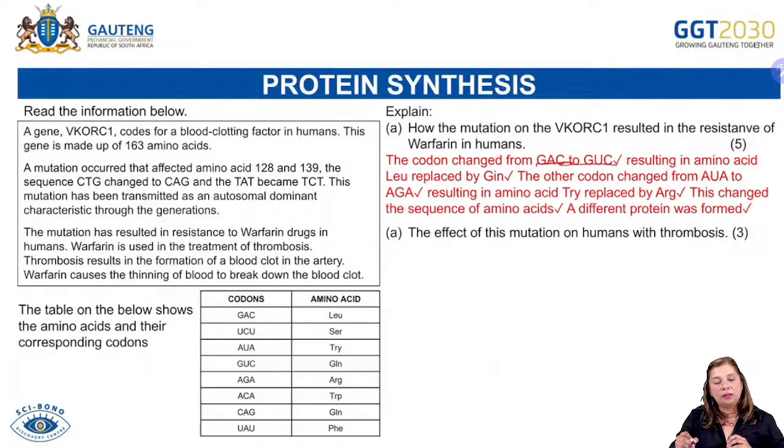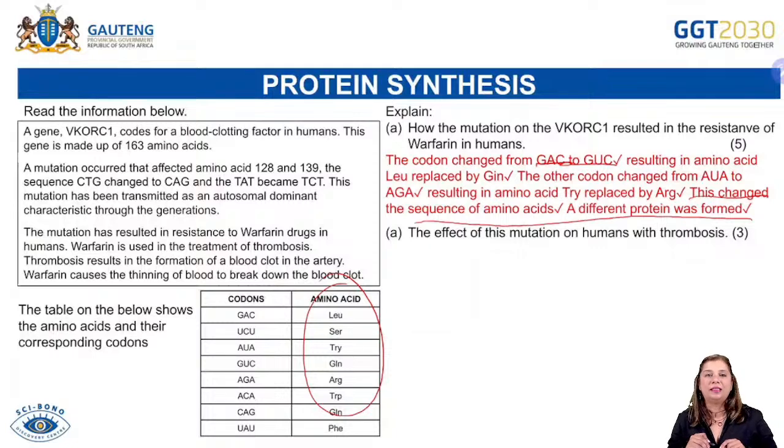Now if the codon is going to change, what does it stand to reason? If the codon is going to change, then the anticodon is also going to be changed. And in turn, what's going to happen? The amino acid is going to be different. So that is exactly what they are saying there. This changed the sequence of the amino acids and a different protein was formed.